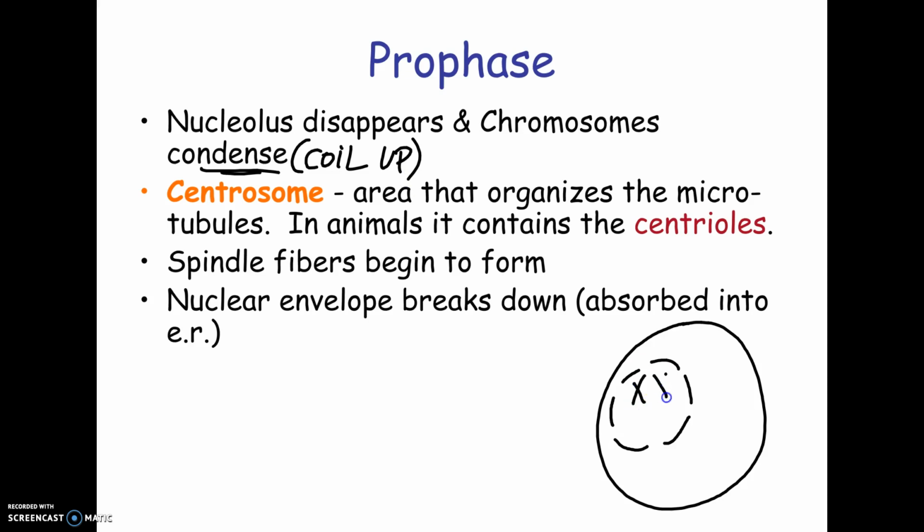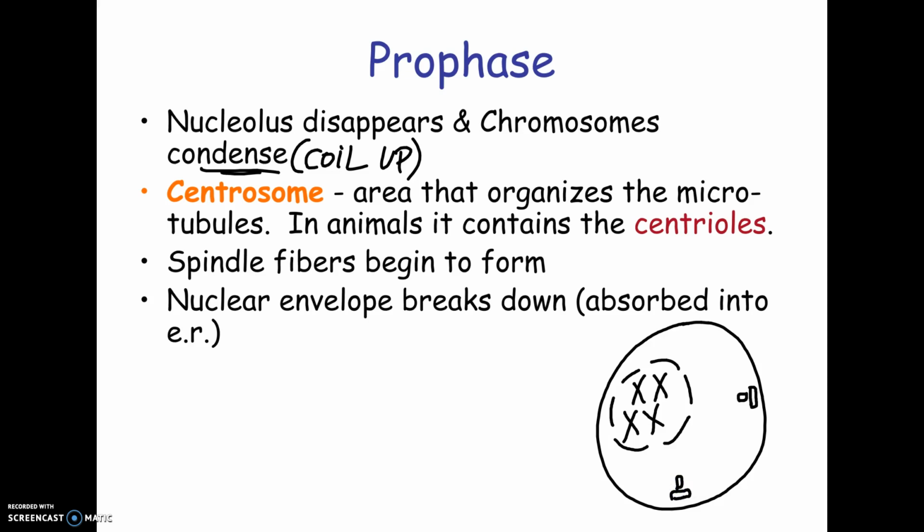So I'm going to draw the chromosomes here. Like I said, I'm going to have a cell that has 4 chromosomes. And then when they talk about the centrosome, animal cells have these things called centrioles. They look kind of like this.